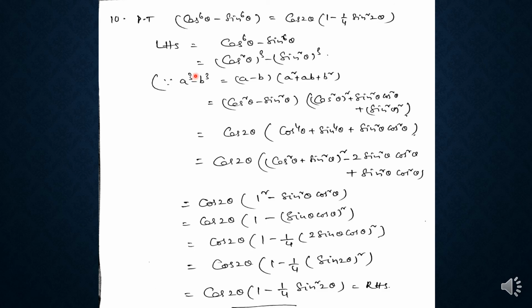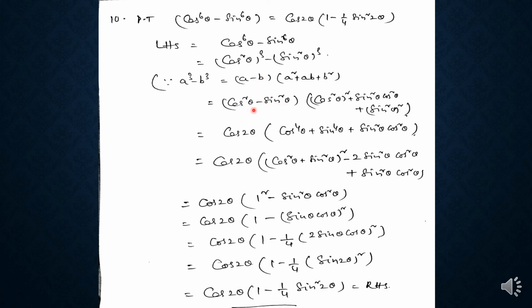What is the formula for a cube minus b cube? A cube minus b cube can be written as a product of two factors: a minus b into a square plus ab plus b square. So what is a here? A is equal to cos square theta, and b is sin square theta.